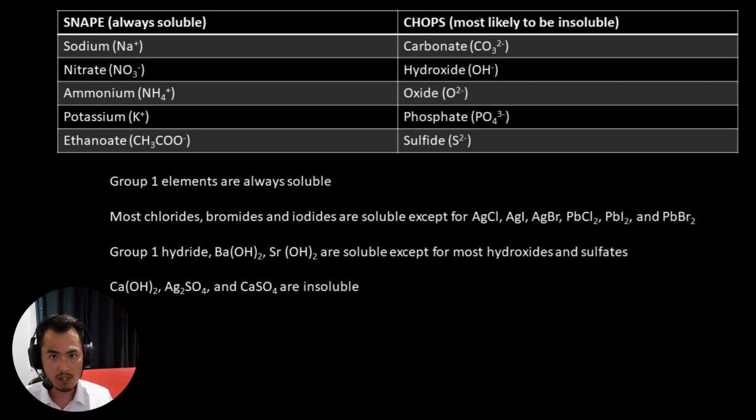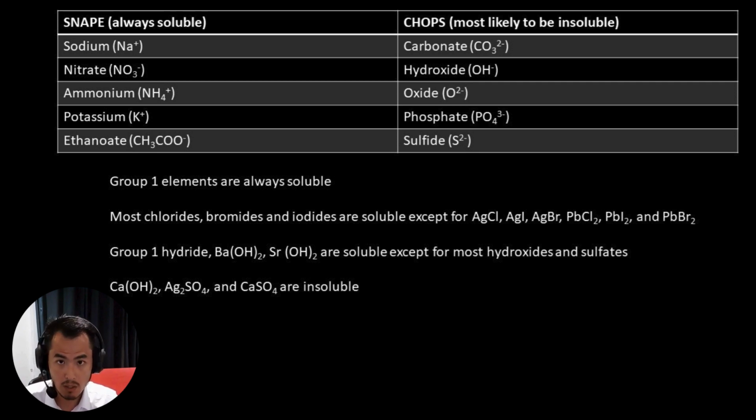So today we are revisiting the solubility table. If you still remember, we have the SNAP rule, we have the CHOPS rule. The SNAP rule says sodium, nitrate, ammonium, potassium, ethanoate: when the compound contains any of these ions, it will always be soluble in water.